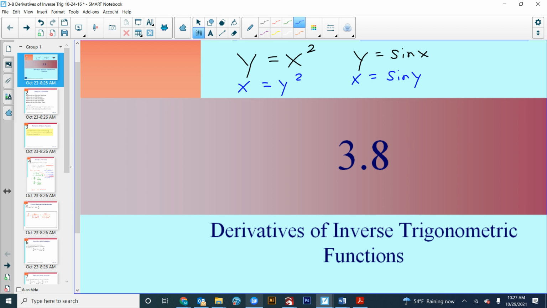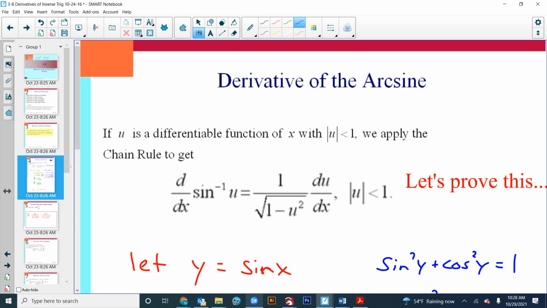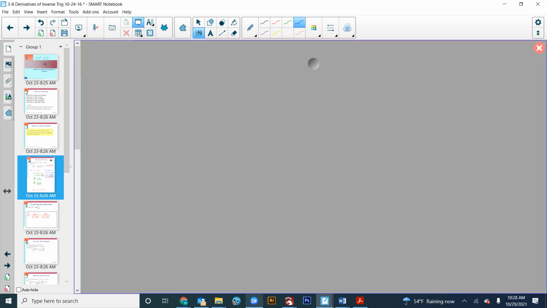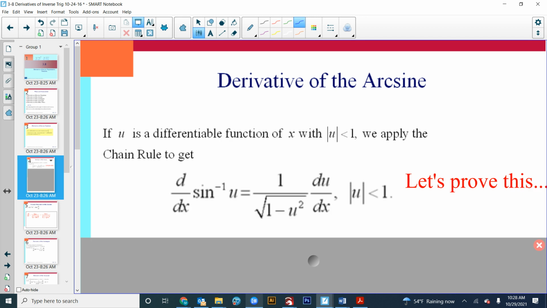It's going to get a little shady here. I'm going to put the first rule up there and let you write it down. And I'm going to prove this one. The derivative of sine inverse of u. What's u again? What is u? A function of x. Good. It's a function. So we need the chain rule.